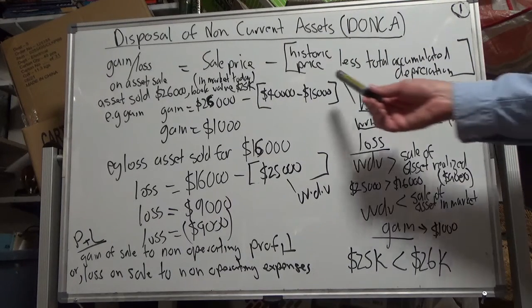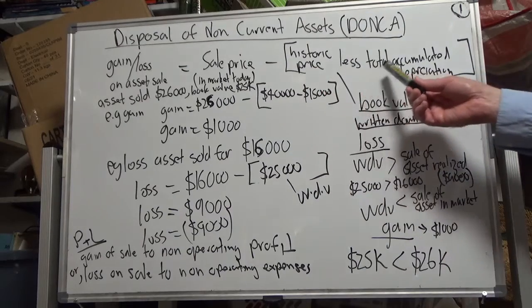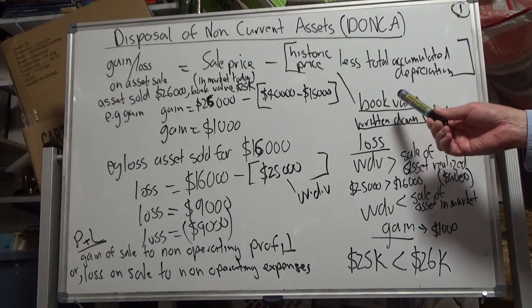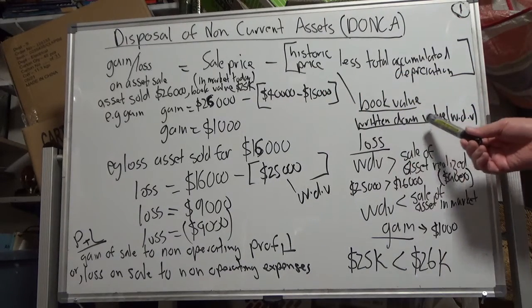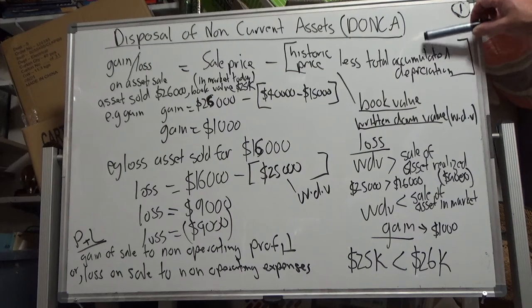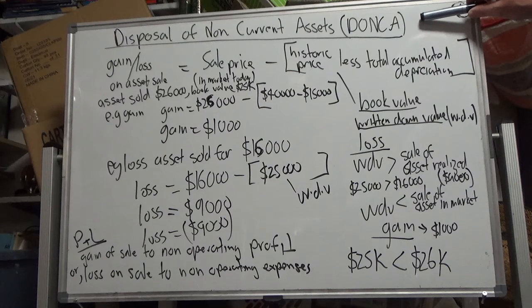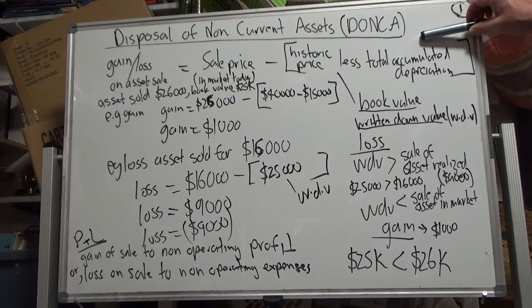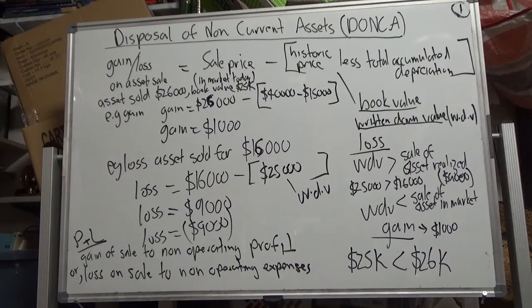So in effect, that historic price less total accumulated depreciation is the book value, the written down value. And that actually sits in the balance sheet. You've got historic price less total accumulated depreciation gives you written down value, the book value, in the balance sheet in non-current assets. So that's your formula there.